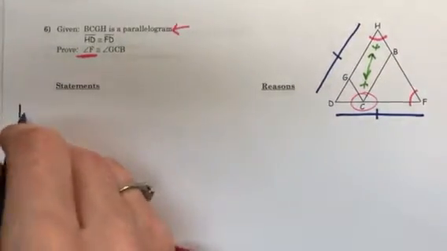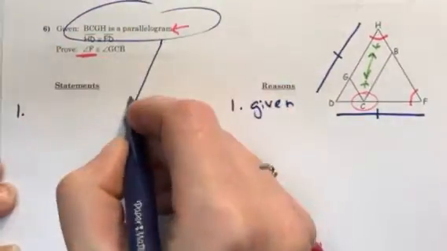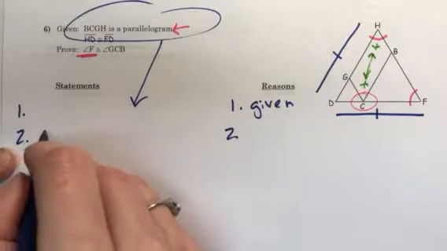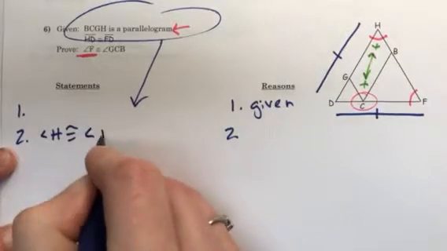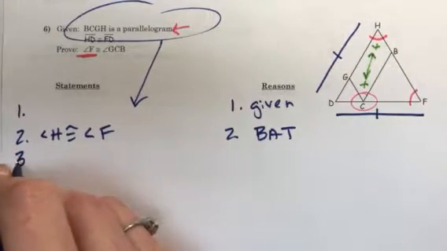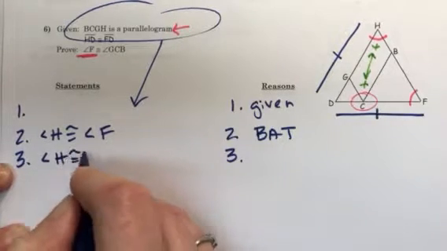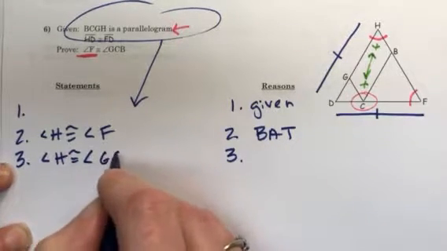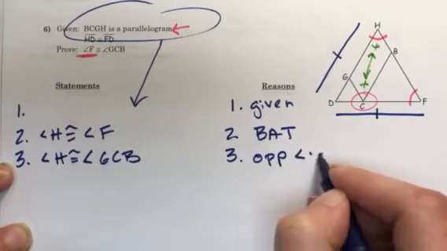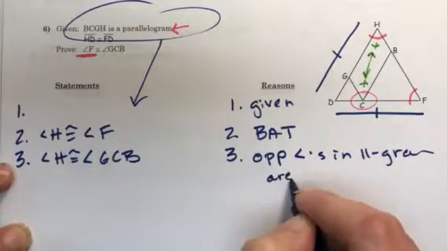I'm going to start with my given. Write it in. I'm not, to save time. Two, we're going to say that angle H is congruent to angle F, and that is the base angle theorem. Then we're going to say that angle H is congruent to angle GCB, and that is opposite angles in a parallelogram, gotta write it out, are congruent.